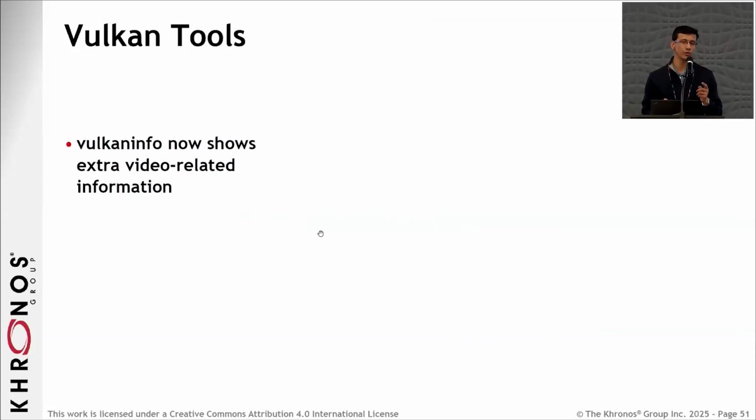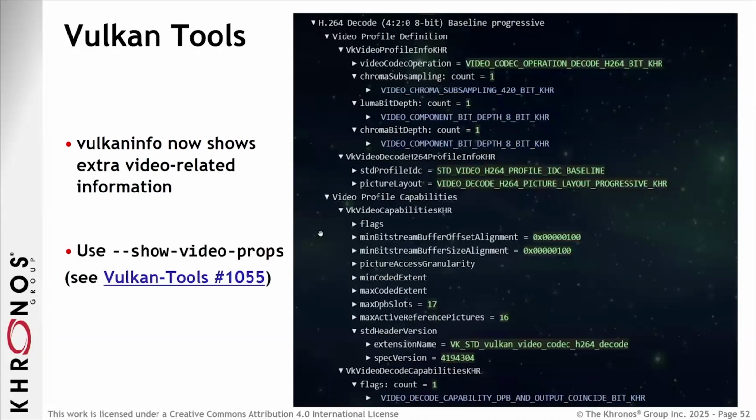On the Vulkan toolset, I'm just going to be talking about Vulkan Info today. Vulkan Info earlier was already capable of showing you which video extensions are available. And that's now been extended to actually print more information about the video extensions themselves. So with -show-video-props, you can see all the information that's there. The important point is that this information and the one that you saw in the Vulkan profiles slide is all driven by a common framework.